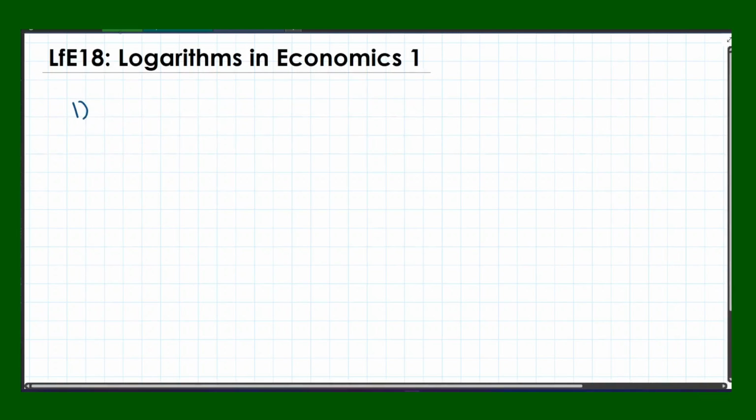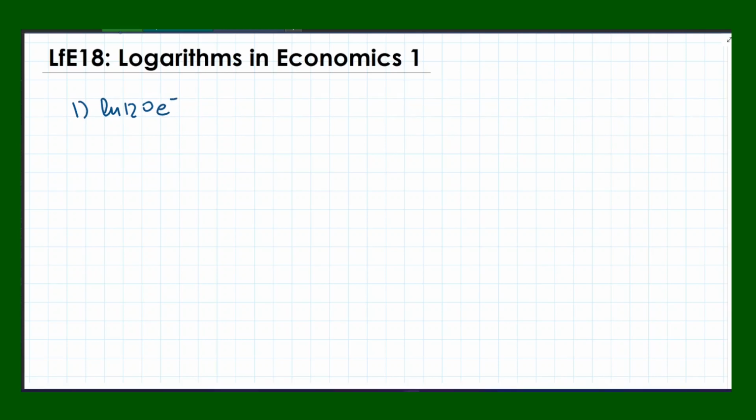So, the first question is ln of 120 e to the minus 0.45. So what can we do with this question? Well, I've noticed that there is a multiplication in the argument of the log, so I can use the multiplication behind the log sign rule, which we covered in video 8. So let us do just that.